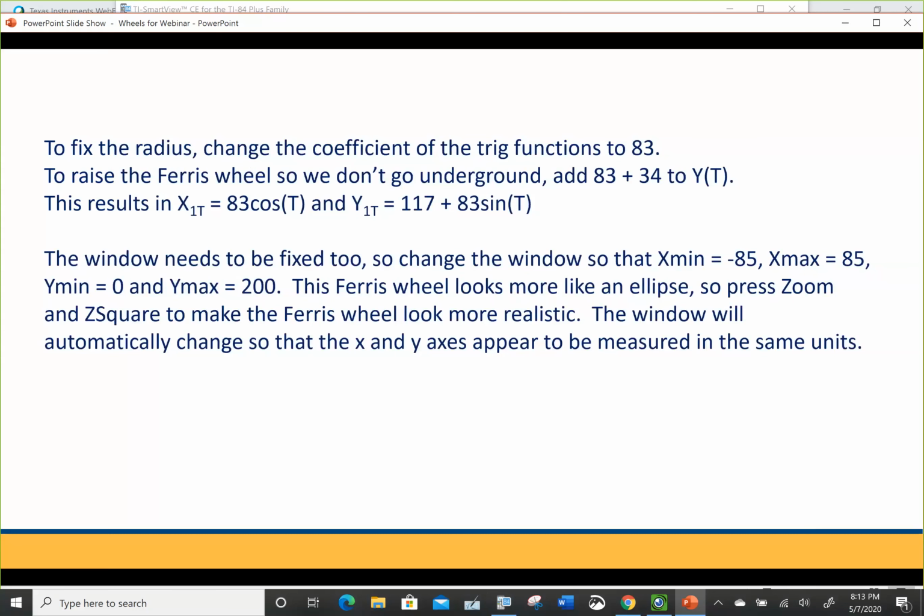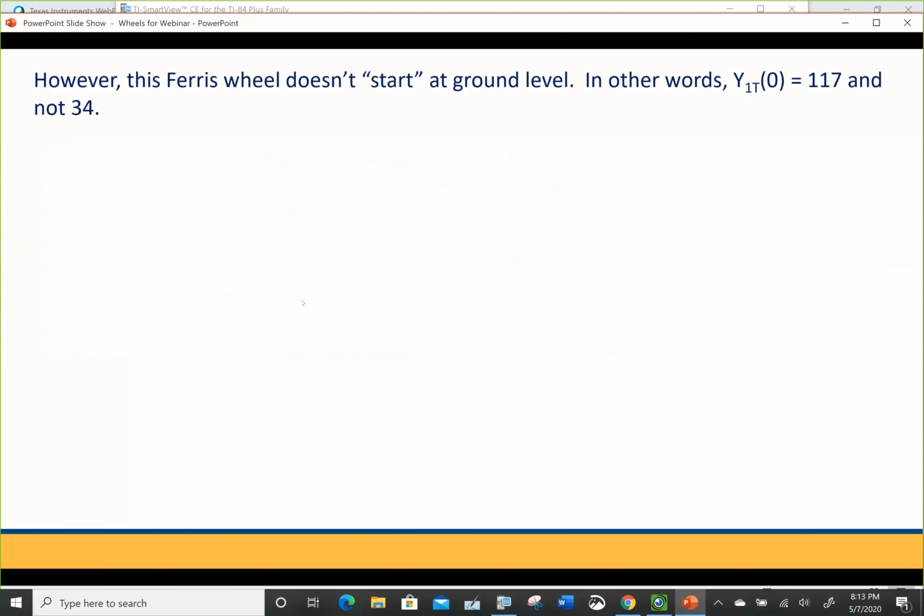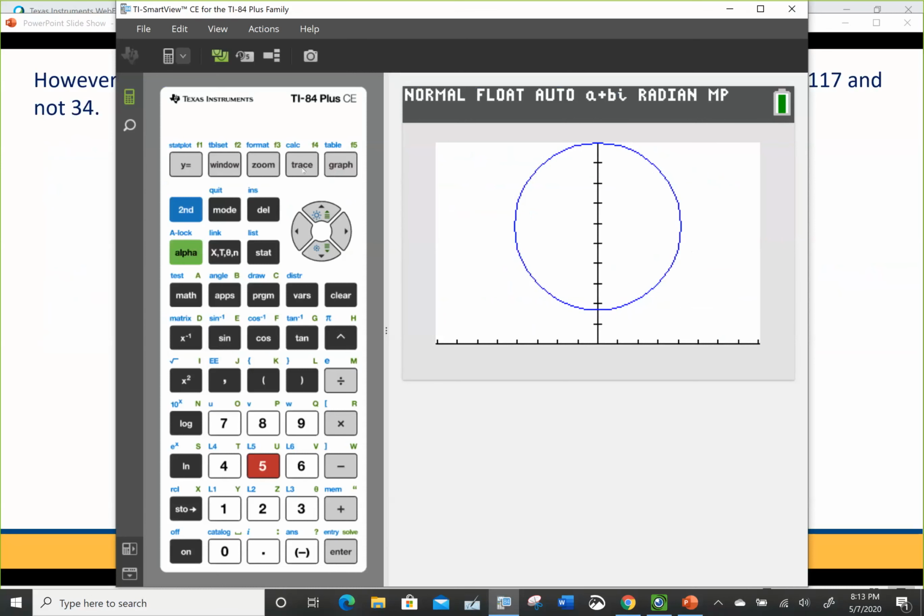Now, the other thing we said was wrong was that it didn't start, quote unquote, at ground level. In other words, y at 0 is 117 and not 34. Now, let's talk about how I know that. If I press trace, you'll notice the graph starts where my t value was 0. If I press my cursor to the right, the trace values increase by using increasing values of t.